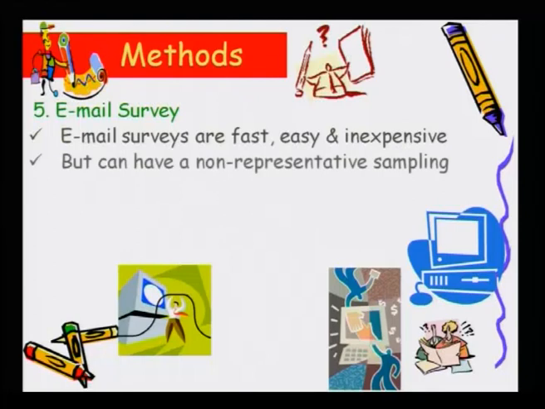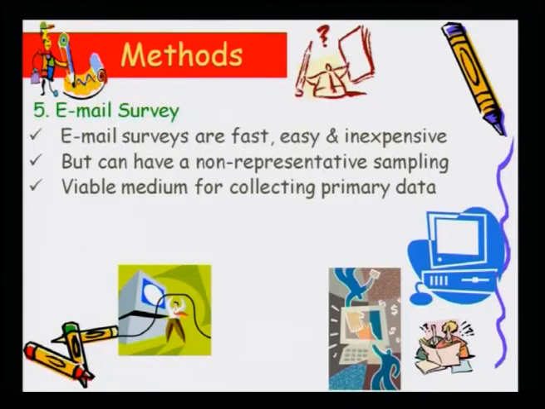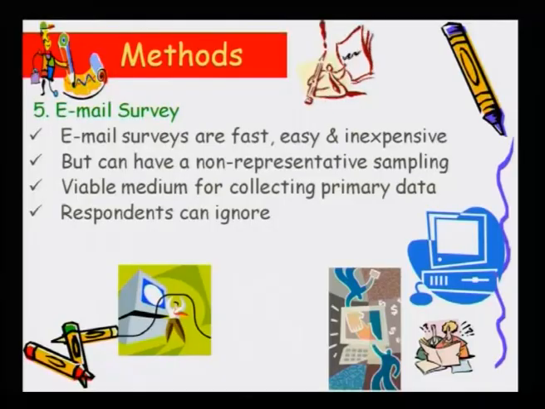Here emails are fast, easy and inexpensive, almost for most of us it is going to be free. And the person who responds also can use some kind of internet access and send it free to you. But again it can have a non-representative kind of sampling, because you cannot actually determine certain factors that will affect your report while sending the questionnaire. But it is a viable medium for collecting primary data, because you are getting the information from the horse's mouth.